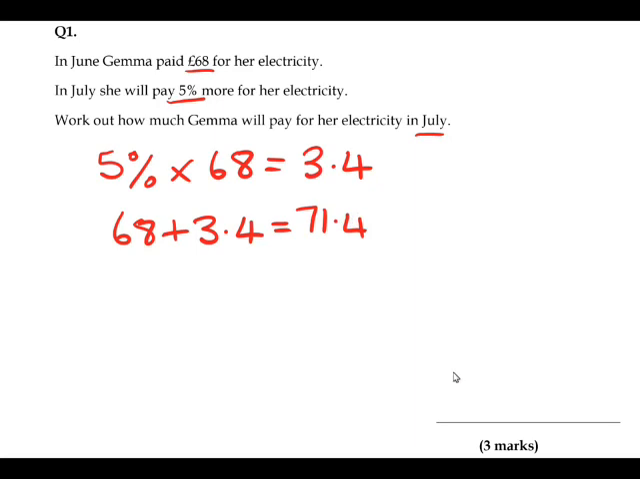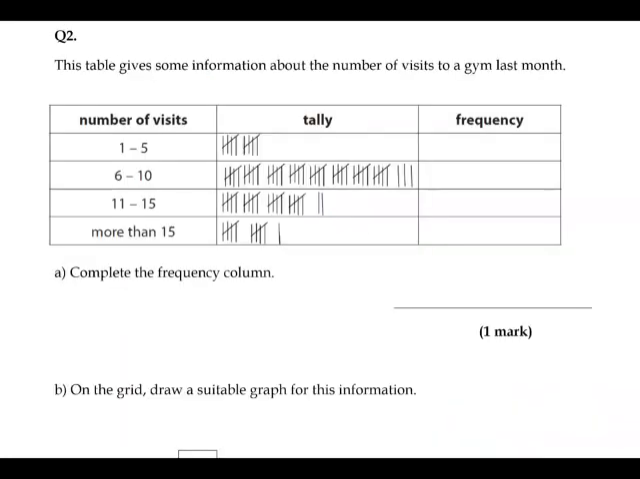So in money terms, the new price for electricity in July is going to be £71.40. Don't forget the pound sign. Don't forget the 0 for money.